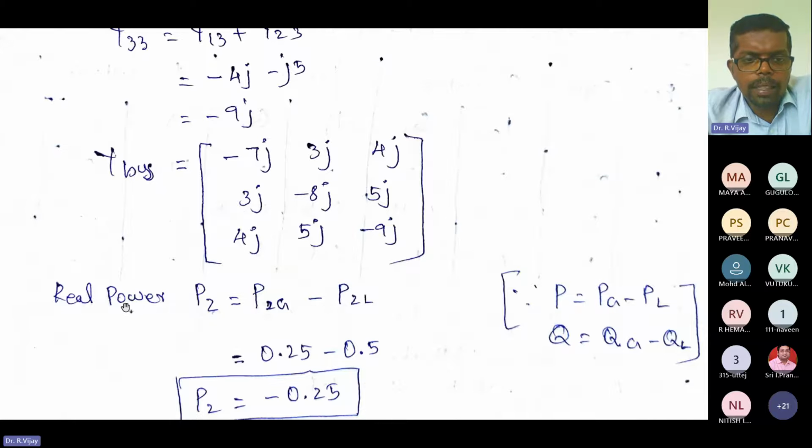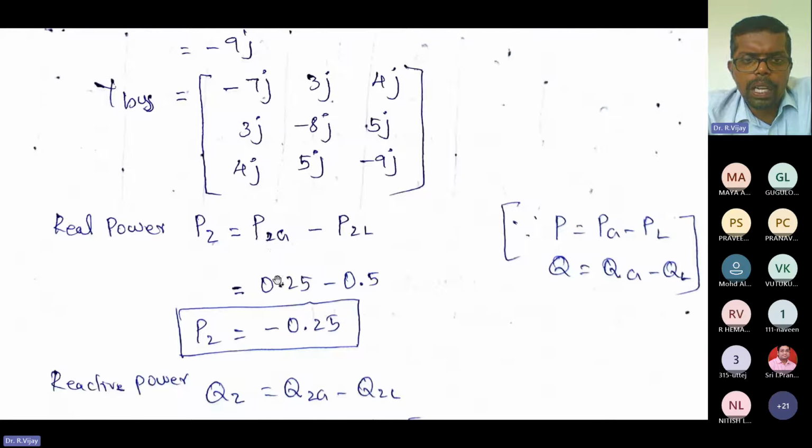Next, real power. How to calculate this real power? P2 is nothing but P2G, that is bus 2 generation, minus P2L. That is this formulation: P is equal to PG minus PL. Next, Q is equal to QG minus QL, that is generator minus load. After calculating, P2G is nothing but 0.25, P2L is nothing but 0.5. You just subtract this and you'll get the answer as minus 0.25. That is P2 is equal to minus 0.25.